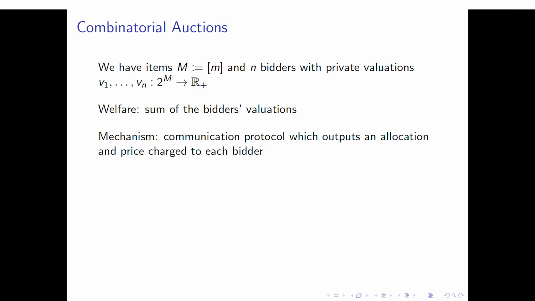In a combinatorial auction, we have m items and n bidders with private valuations, which go from sets of items to non-negative reals. The welfare is just the sum of the bidders' valuations, and the mechanism is a communication protocol amongst the bidders and auctioneer, which outputs an allocation of items to bidders, along with prices that each bidder pays for their share of the items.